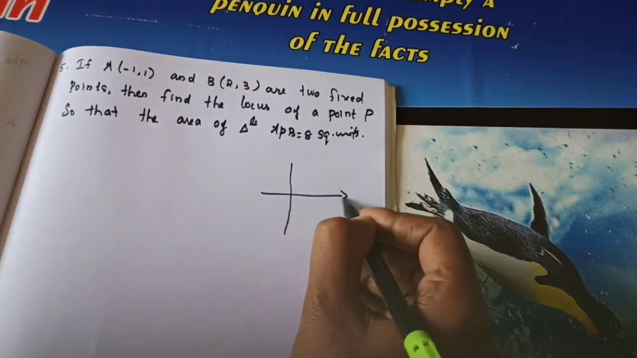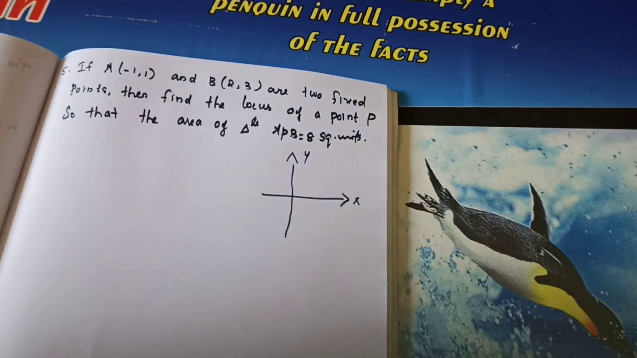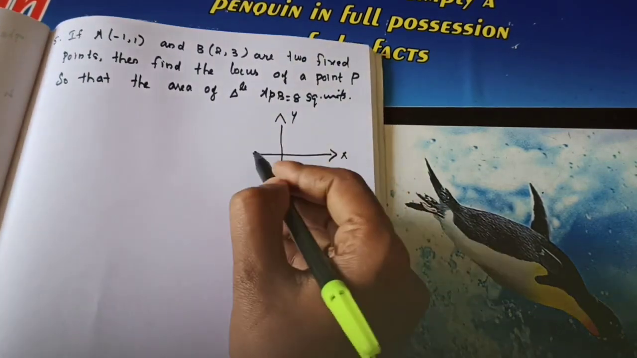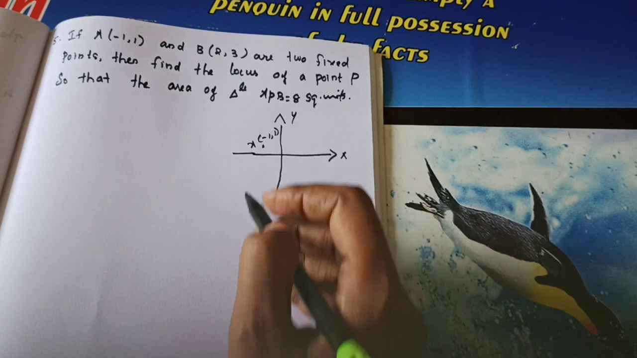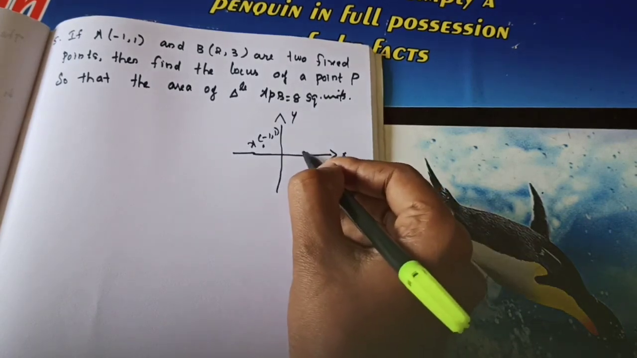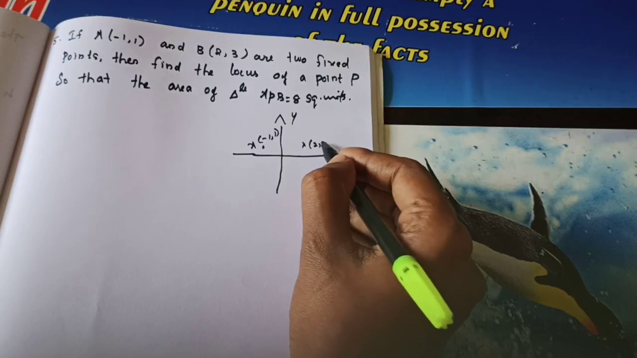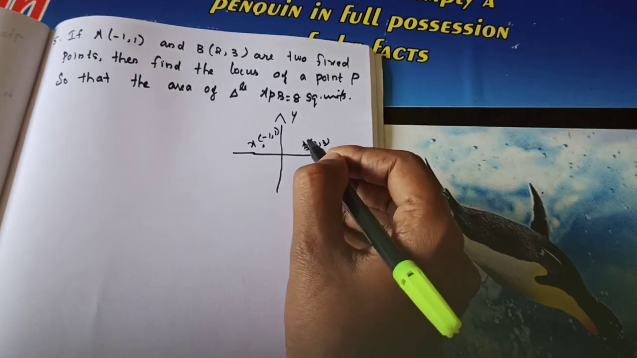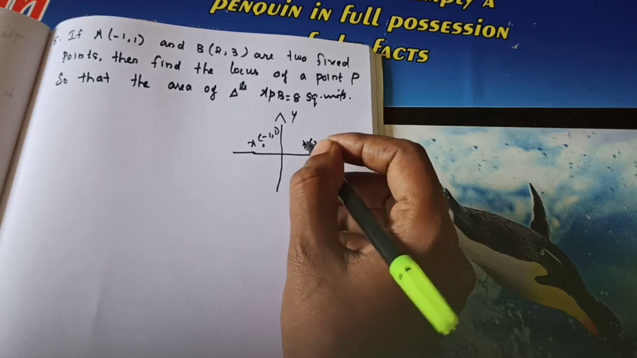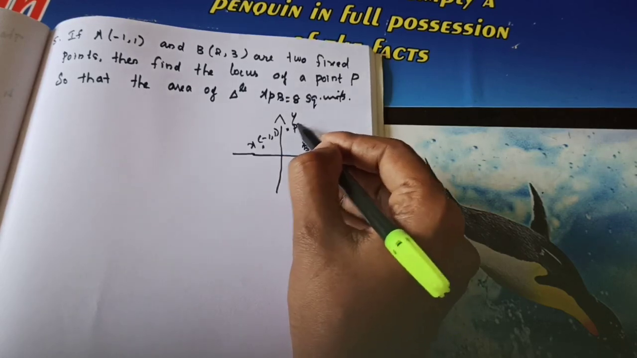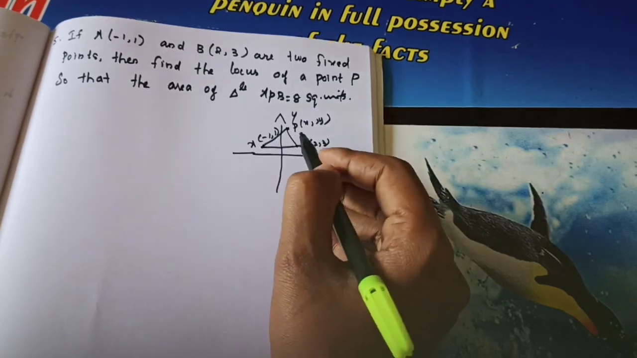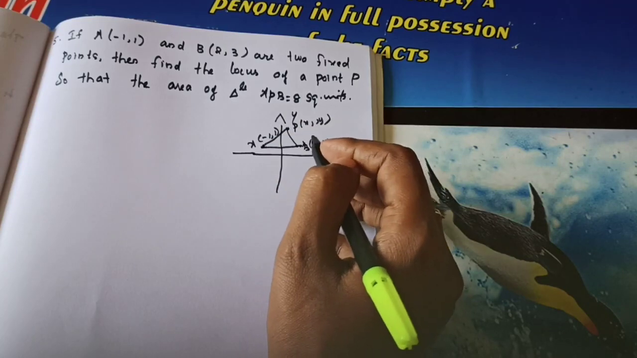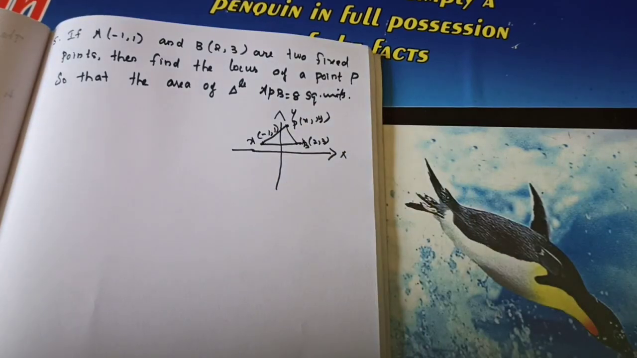First, draw the diagram. It is the x-axis, and this is the y-axis. A is minus 1 comma 1, so minus 1 comma 1, correct? A point. Then B is 2 comma 3, so 2 comma 3. It will be nearly here. Two points. Then the locus of a point P so that the area... So it will be P (x1, y1), from here to here. Then the area APB equals 8 square units. Last year you learned the area of a triangle formula. We are going to use that formula here. Understand?